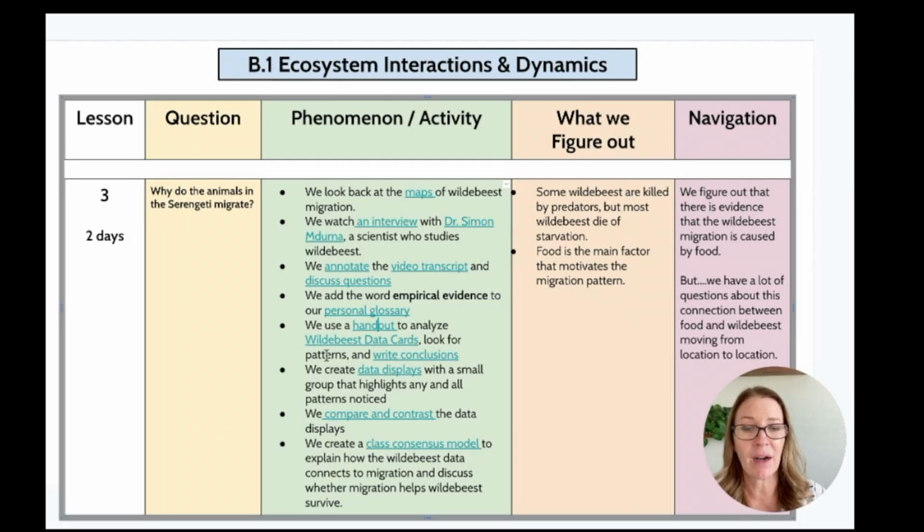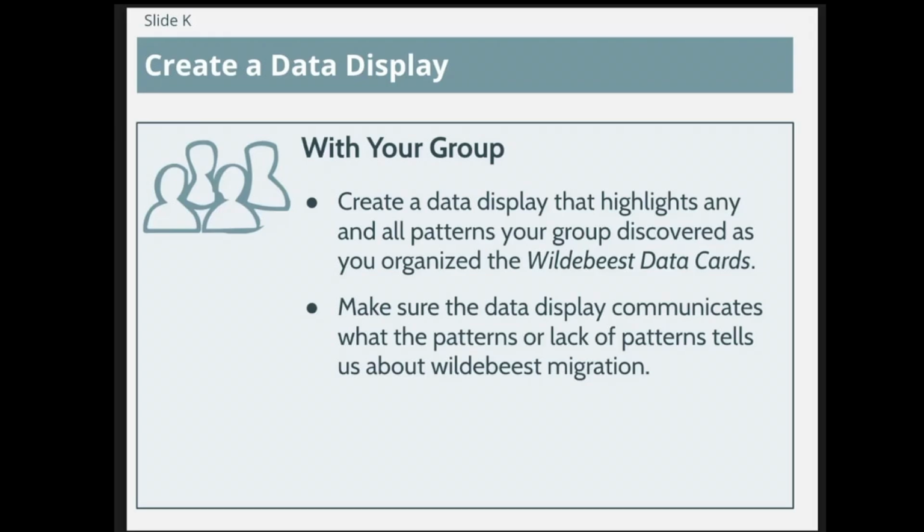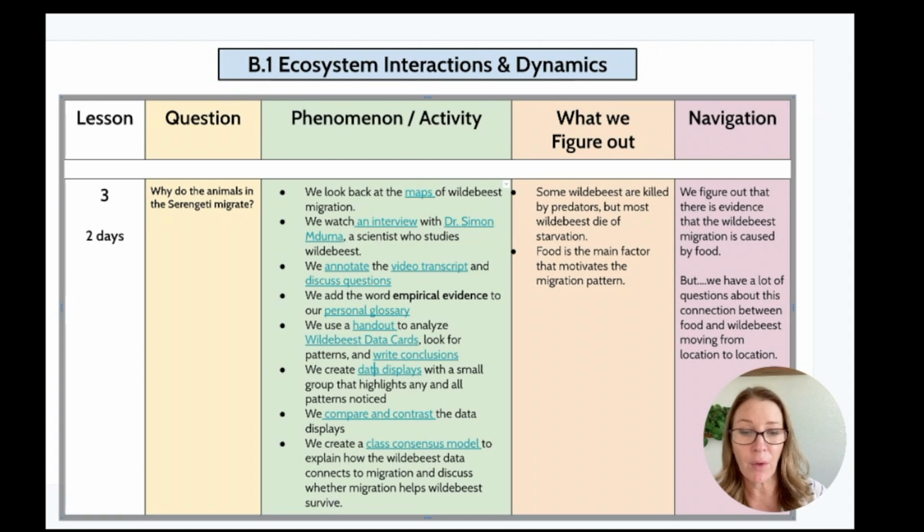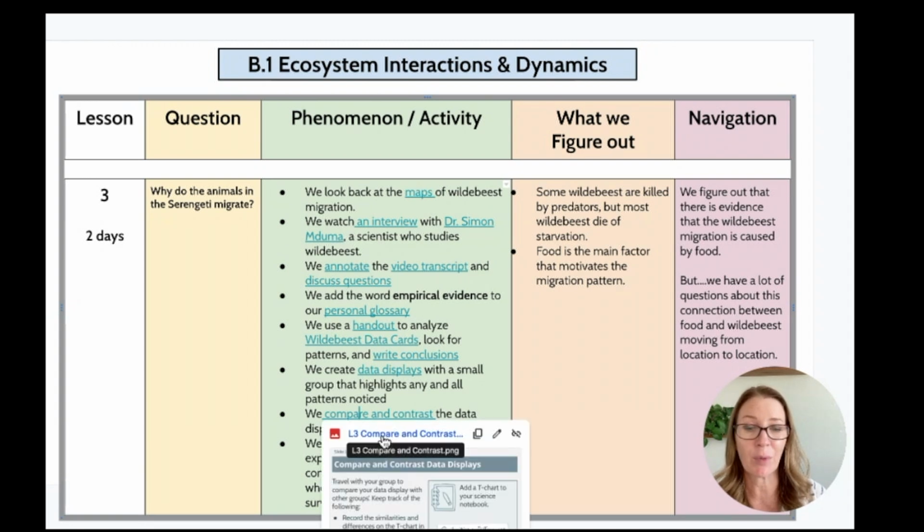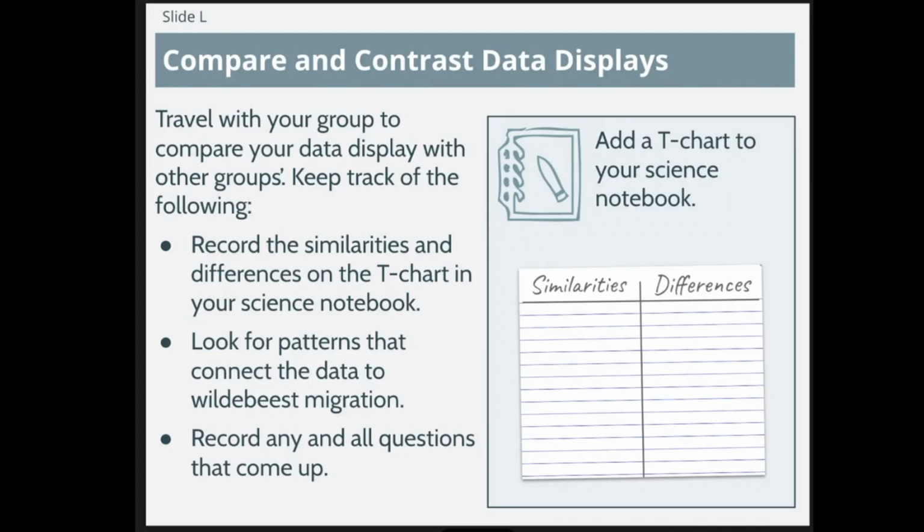And you will see that they're going to go through all of this handout, and then they're going to create a data display with their small group. And it highlights any and all patterns they noticed or didn't notice. And so they're going to create basically a poster, and it's all about what do these patterns share or tell us about wildebeest migration. And then students are going to walk around the room, and they're going to compare and contrast the data displays. And while they do that, they are completing a similarities and differences T-chart in their notebook. So they're going to look for what the posters have in common, what are their differences, and if they have any questions, they can write those down as well.